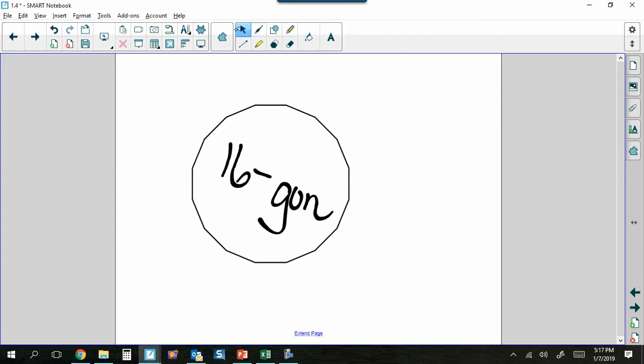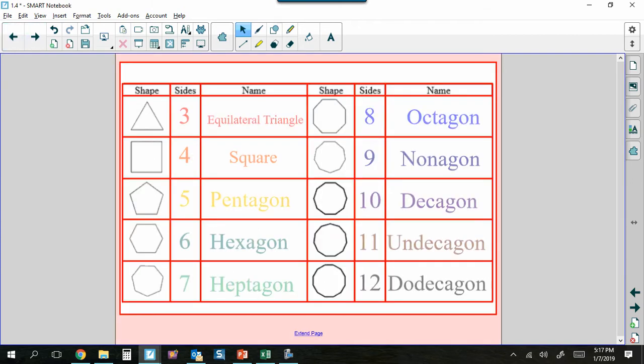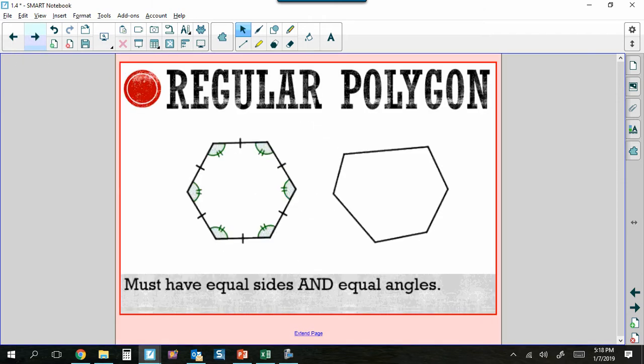Any-sided shape, any polygon with n sides, would be an n-gon, whatever the number of sides is. Okay, now back on your table, something to note here is that every one of these shapes has every single side the same measurement, and every angle the same measurement, which leads us into our next vocabulary word, which is a regular polygon.